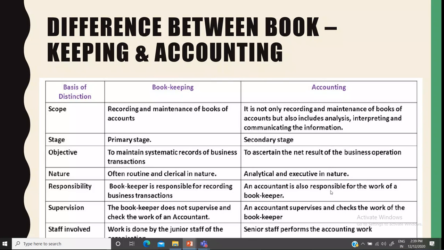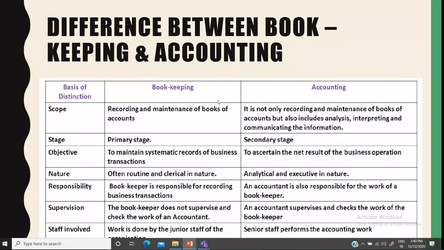Here they are accountants, and they are comparatively executive type. Okay, so the bookkeeper need not supervise the work of the accountant, because he is a junior level staff in the organization. But the accountant can check the work of the bookkeeper, whether he is maintaining all the day-to-day business transactions in a proper manner or not. He can have a check on that. And next, regarding the staff involved, here it is junior level staff, and here senior level staff will be maintaining the accounting records. So this is the basic difference between bookkeeping and accounting.